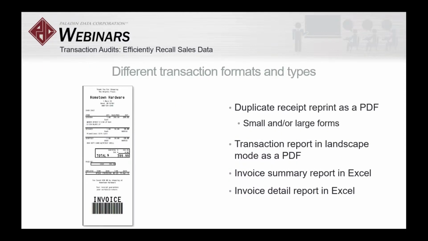So moving on, what are the different transaction formats and types? So we've got the stereotypical 3-inch receipt that you see on the screen right now. You can produce this. You can have this to default to come up automatically for every sale or just cash sales.